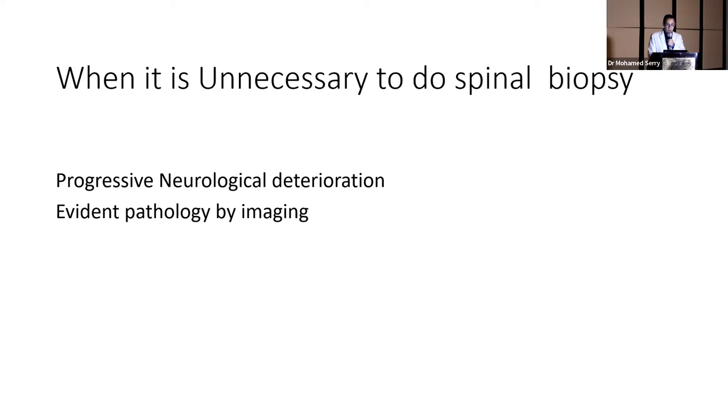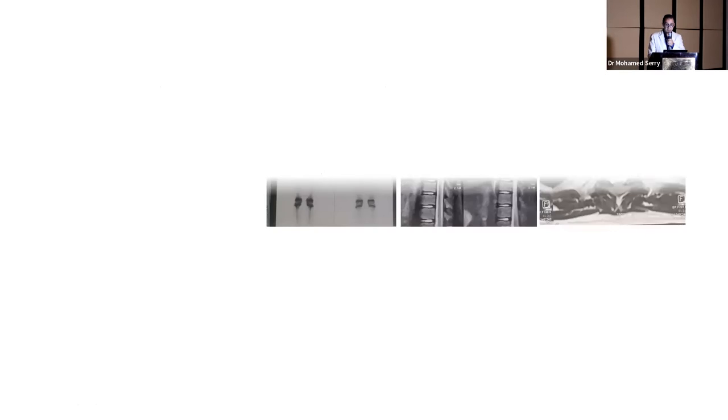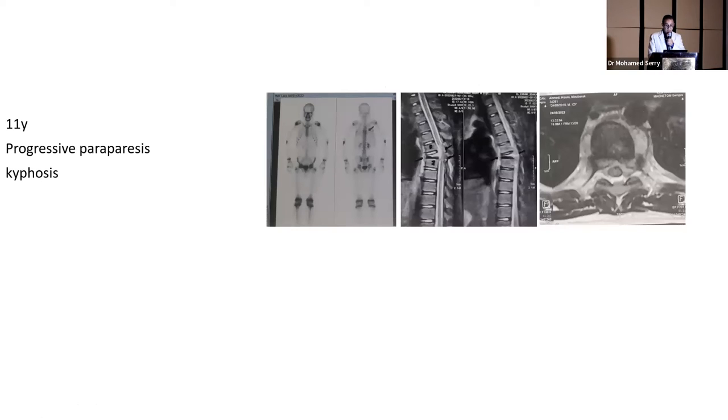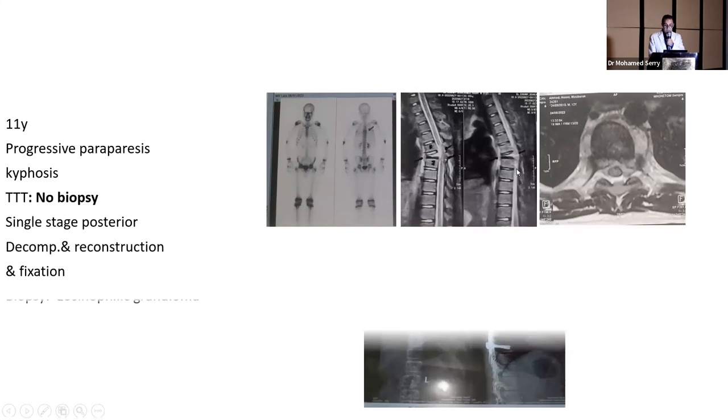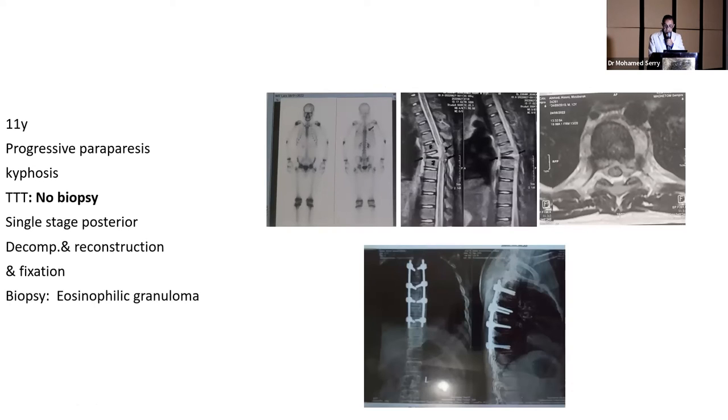solitary lesion or evident pathology by imaging, like this case. This case of progressive paraparesis was vertebra plana, treated by immediate decompression and reconstruction. The decompression was done by a unilateral posterolateral approach, posterior hemivertebrectomy on one side and, on the other side, a transpedicular approach with complete excision of the affected body, putting a rib graft. This is a rib costotransversectomy and the fixation. And the biopsy showed eosinophilic granuloma.